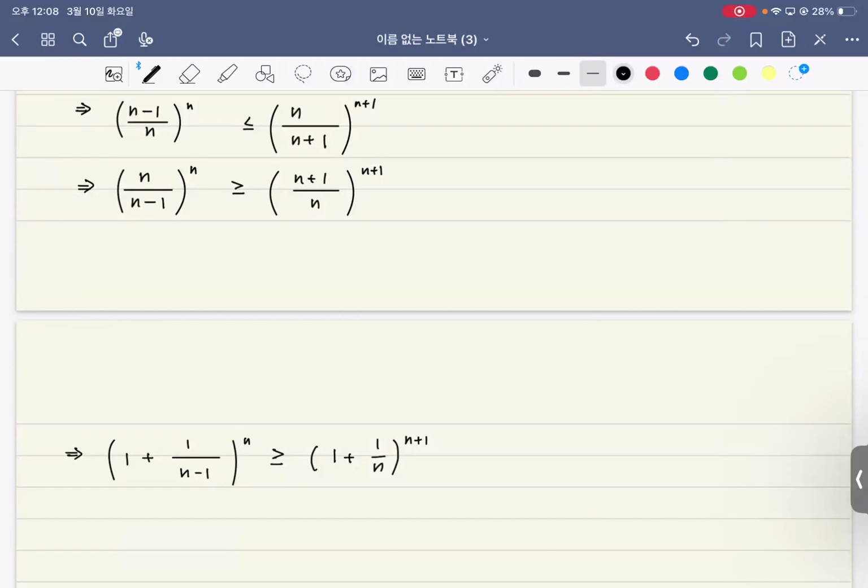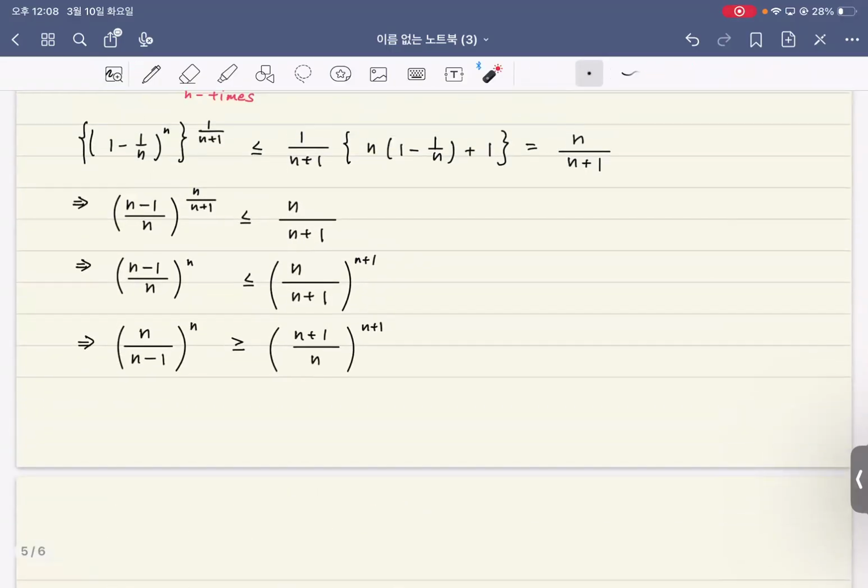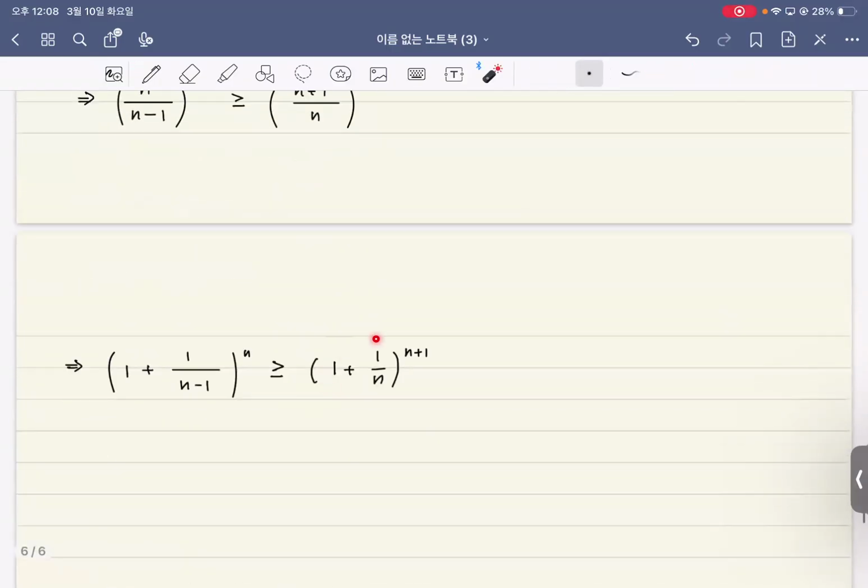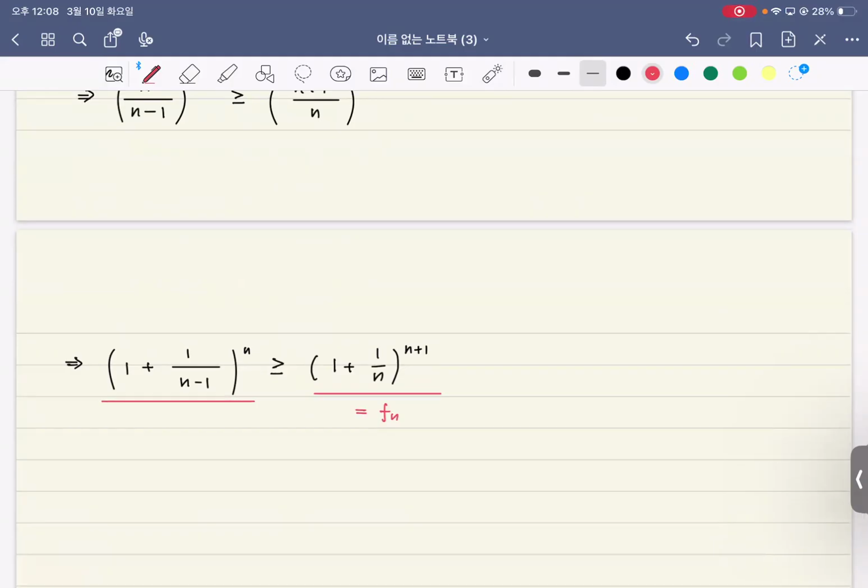Right. Yeah. Great. What is this? This is F n. And this is what? This is F n minus 1. F n minus 1 is always greater than or equal to F n. So F n is decreasing.